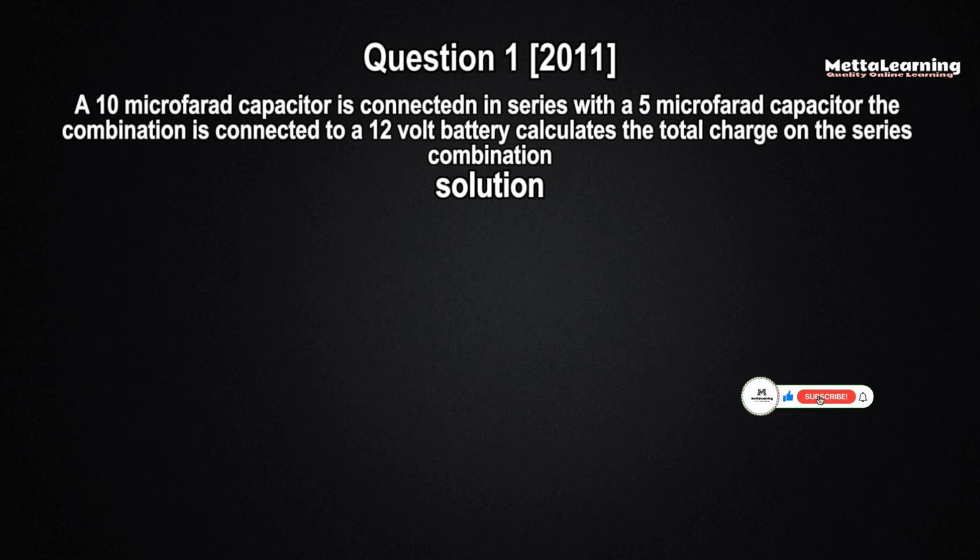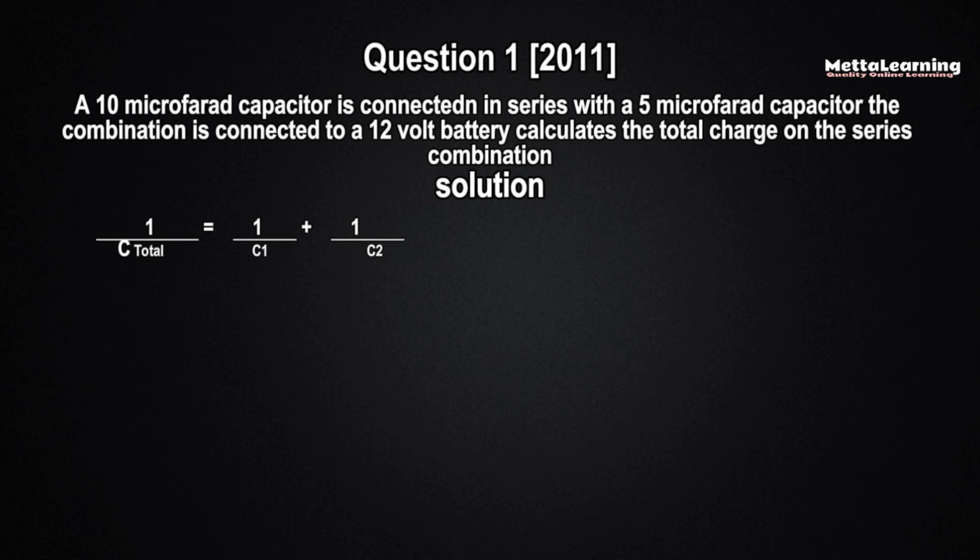So the first thing we have to do is to get the equivalent capacitance of the capacitors. To get the equivalent capacitance, we have to note what kind of connection the capacitors are connected in. We can see from our question that they are connected in series. So we use the formula 1 over equivalent capacitance equals 1 over C1 plus 1 over C2, because we're given two capacitors. The first capacitor is 10, the second capacitor is 5.